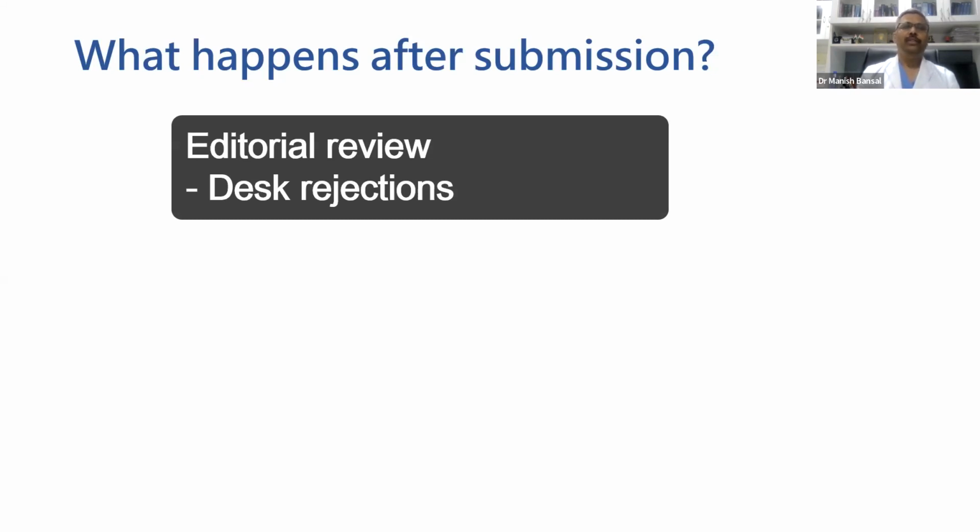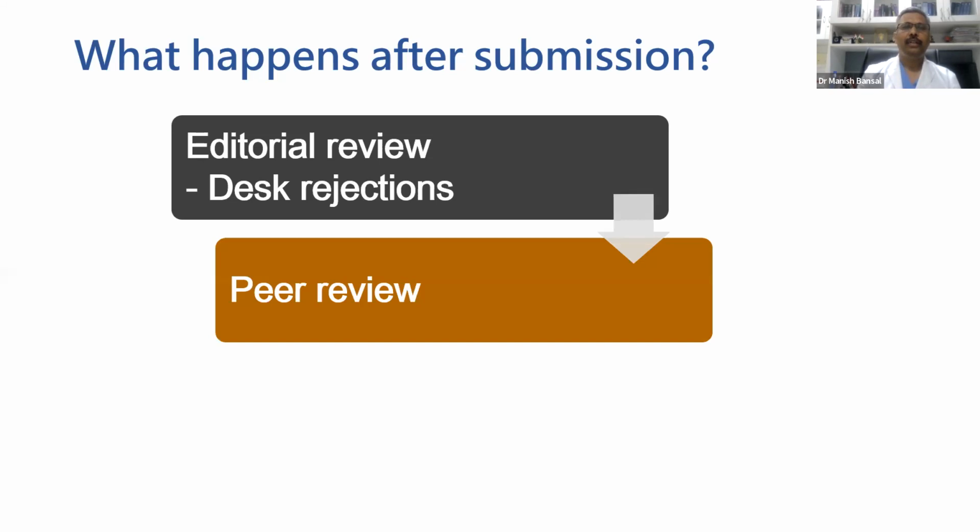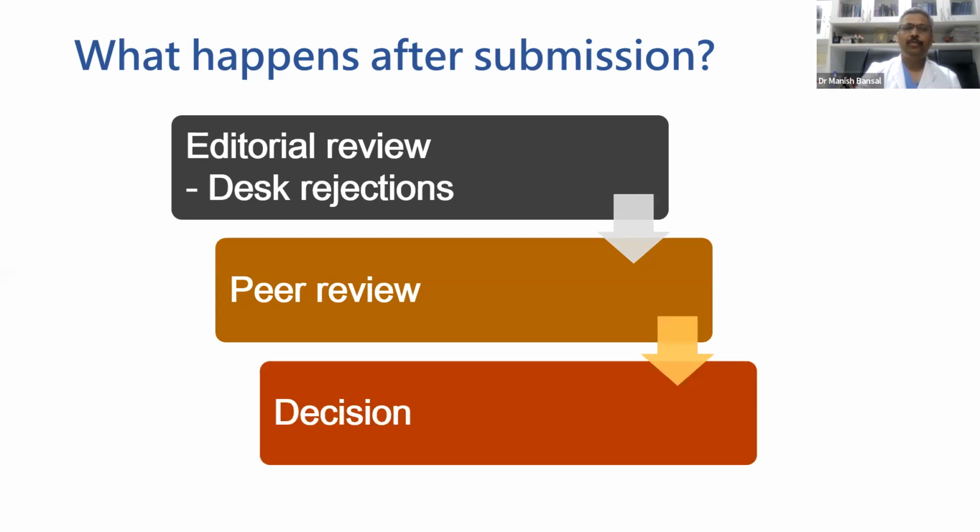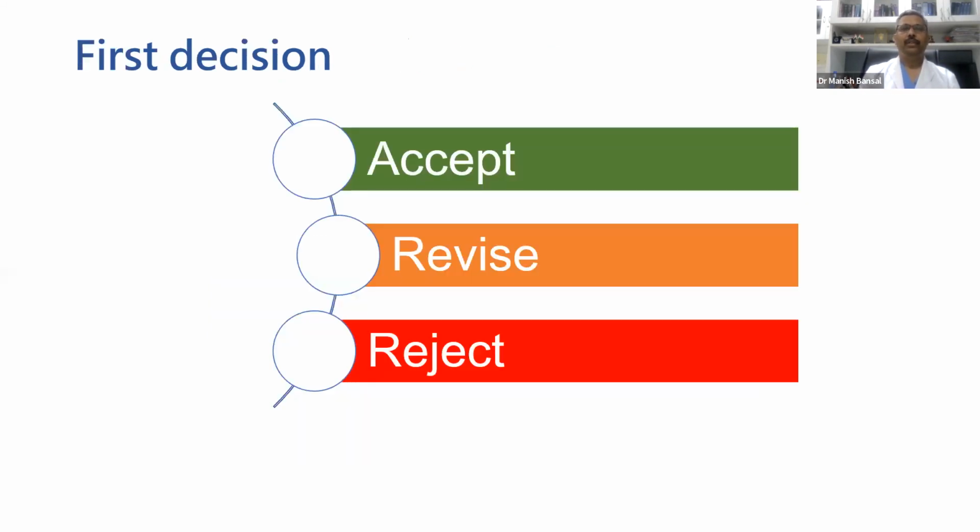The lower the level of the journal, the lower will be the desk rejection, but desk rejections happen. If the editorial board finds merit in our paper, then the paper will be sent for peer review. And once peer reviewers provide their inputs, the editorial board will take a decision on the paper. Now, this decision can be acceptance or need for revision or rejection.